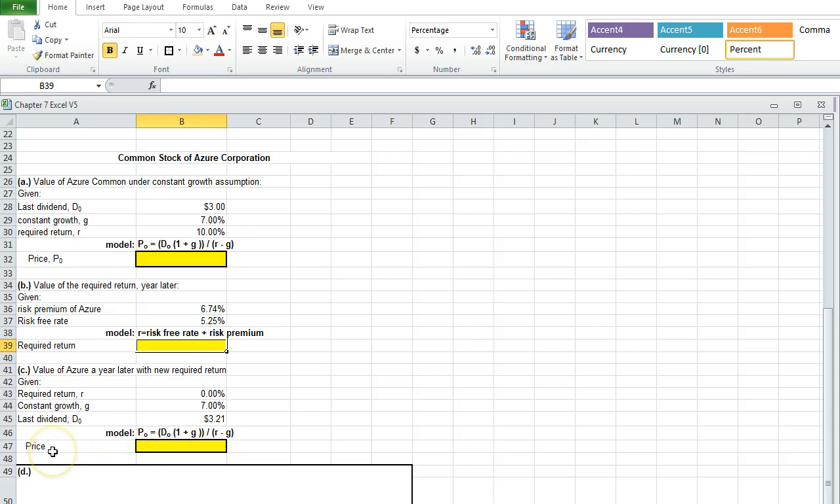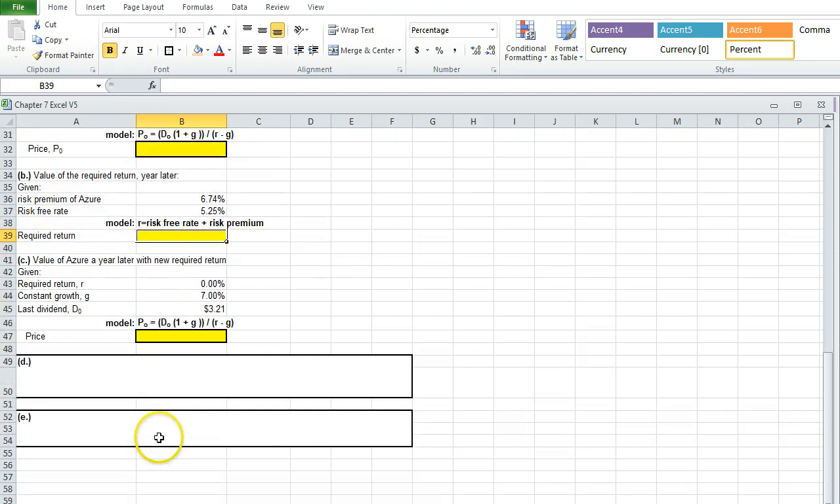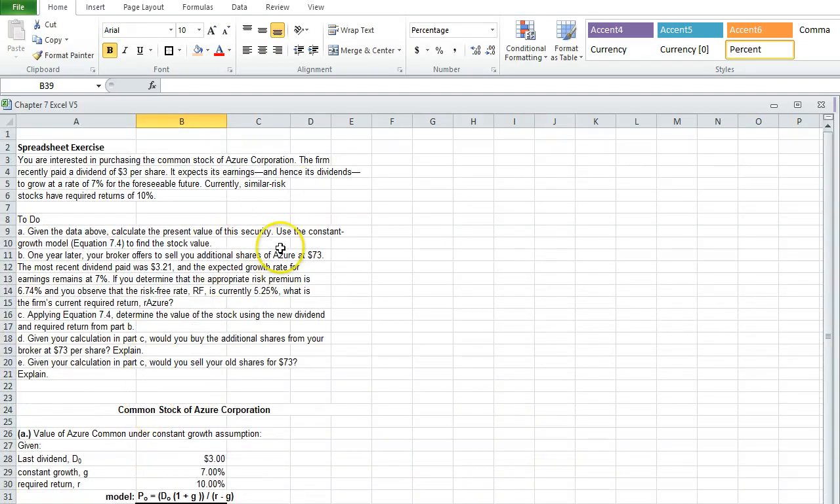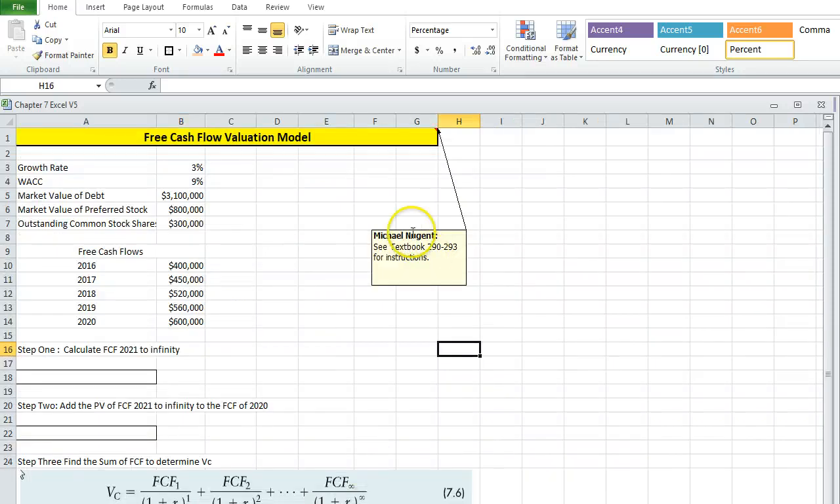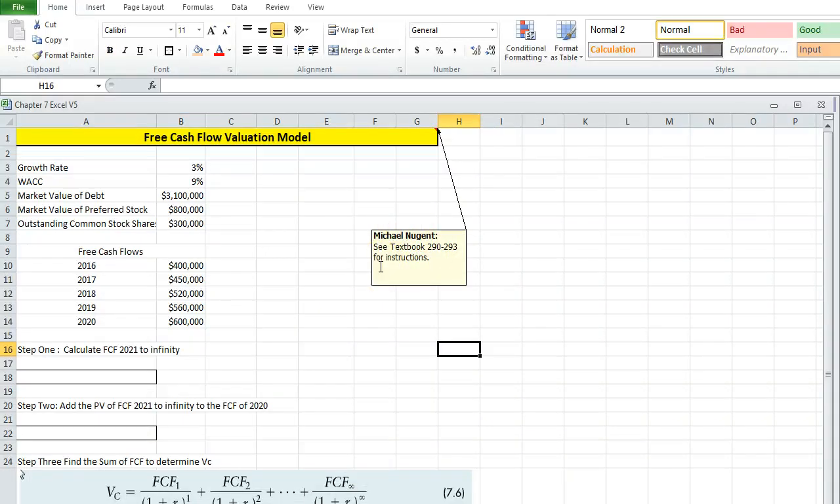And then finally, we use this model again to calculate the price 1 year later if the required rate of return goes to 0, and the G is 7, and the D0 is 3.1. Again, these are pretty simple to follow, but this is sort of the end of the spreadsheet model. I'm not going to actually put the calculations here because it's relatively easy to put together. Now here's another model called the free cash flow model. This is in the textbook under free cash flow model, and it can be a little tricky because it's a little long to work with.